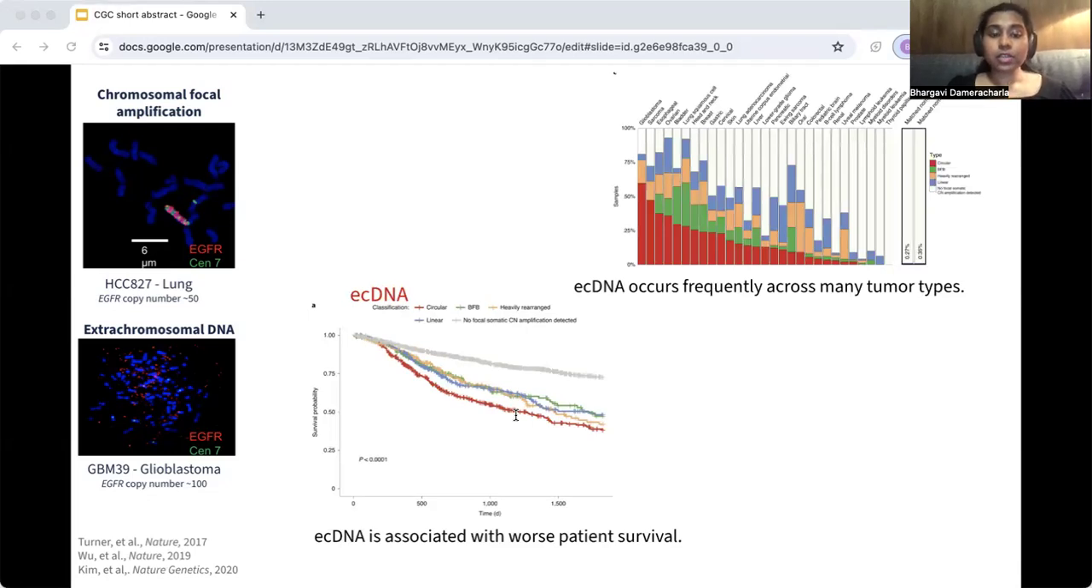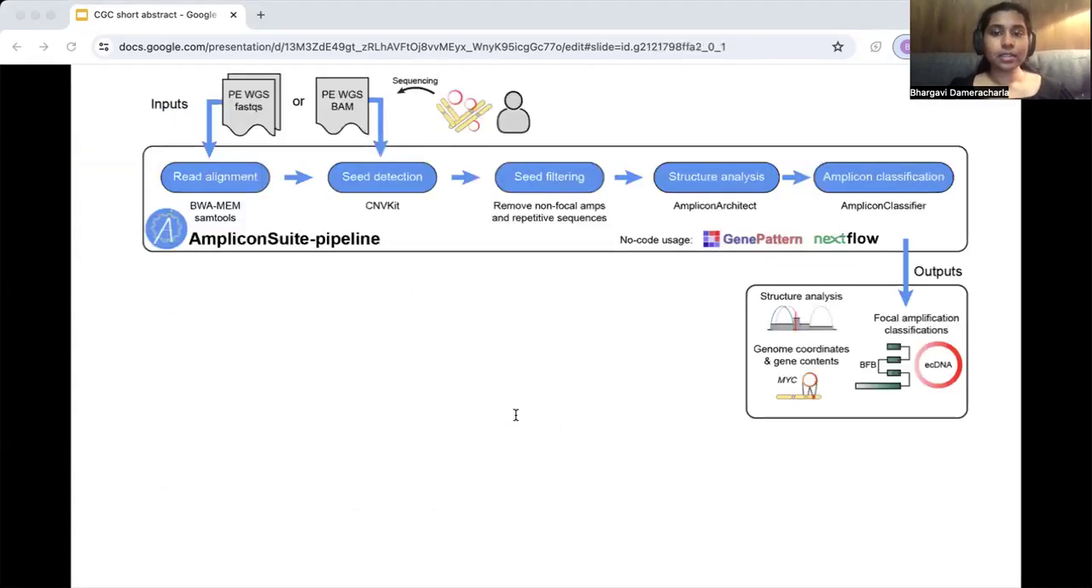These focal amplifications often come with complex structures, and so they present unique challenges to their analyses. AmpliconSuite tries to address these challenges by packaging tools into one comprehensive workflow for their analysis as well as identification. So let's start with an overview of the AmpliconSuite pipeline.